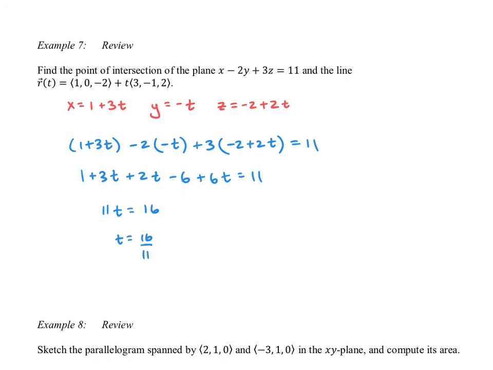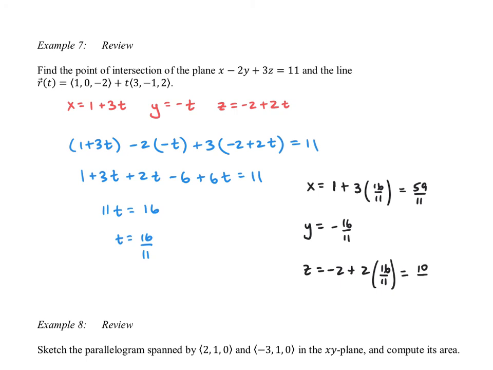And from here, we want to substitute that back into our x, y, and z so we can find our point at which these intersect. So we have for x, 1 plus 3 times 16 over 11, that's going to be 59 over 11. And then y will be negative 16 over 11. And z will be negative 2 plus 2 times 16 over 11. And that gives us just 10 over 11. And so our point of intersection here is going to be 59 over 11, negative 16 over 11, and then 10 over 11.